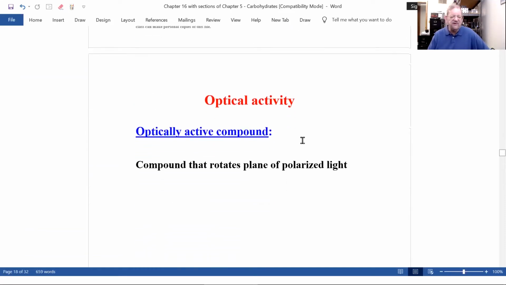Now, what is optical activity? And how many of you are familiar with plane polarized light? Light, like hitting me right now, ouch, that was an awful joke. I'll never use that again.